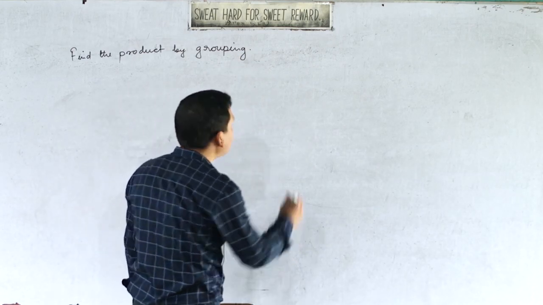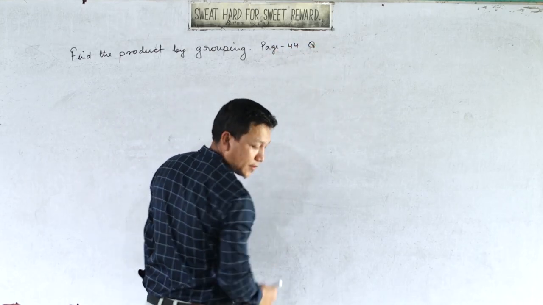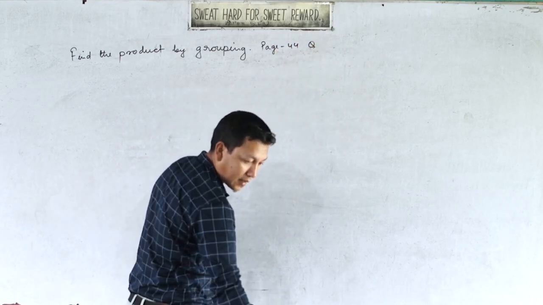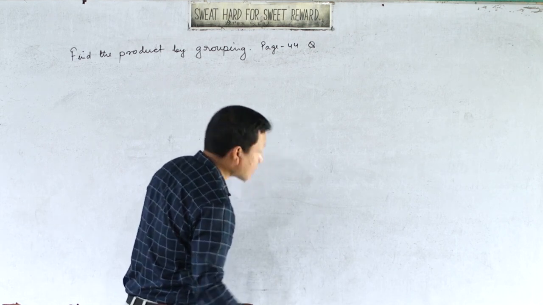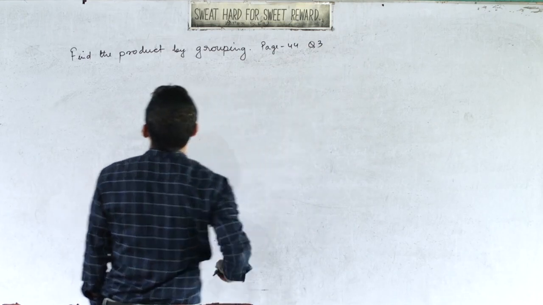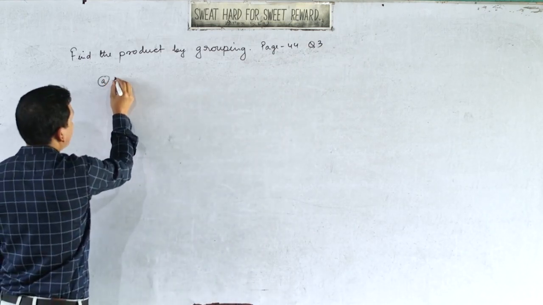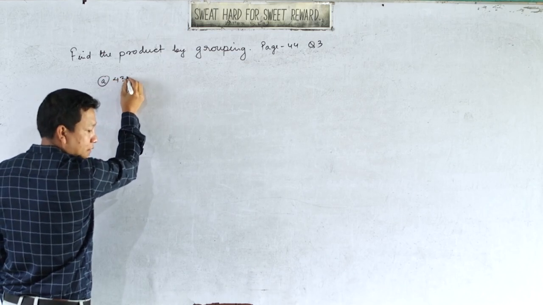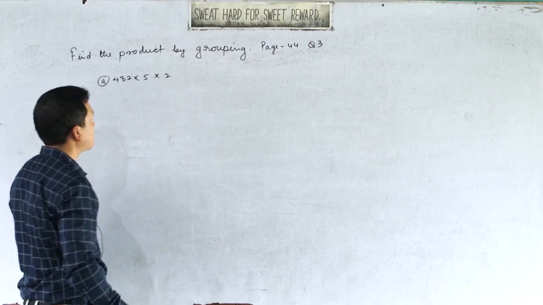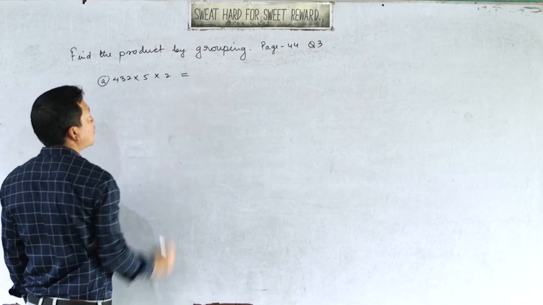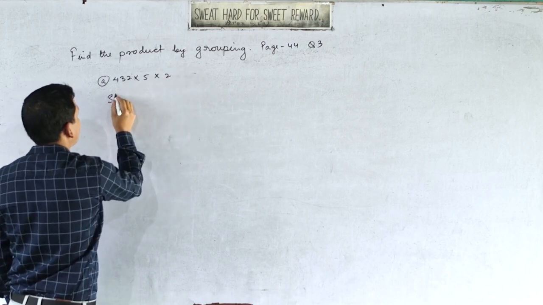See page number 44. Question number 3. I will do question number A. 4, 3, 2 into 5 into 2. Grouping. You should group first. Okay, group it.